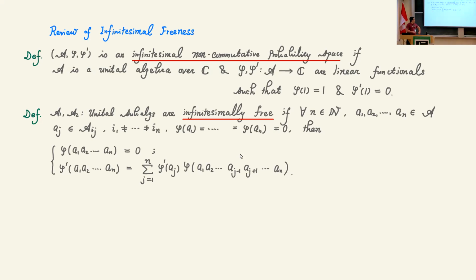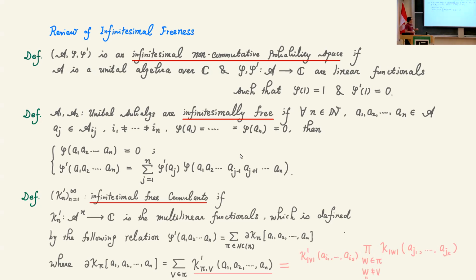For infinitesimal freeness, there is a corresponding cumulant, which we call the infinitesimal free cumulant. Here you can see it's also a moment-cumulant relation, but for the infinitesimal free version. On the left-hand side, we consider phi prime instead of phi, and on the right-hand side, we consider something called the partial kappa pi.